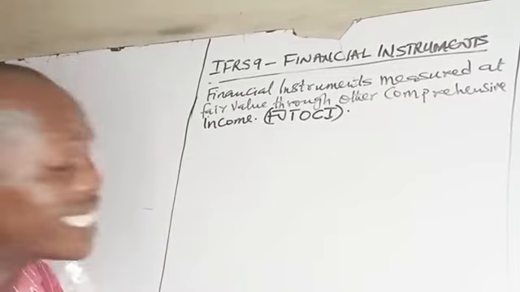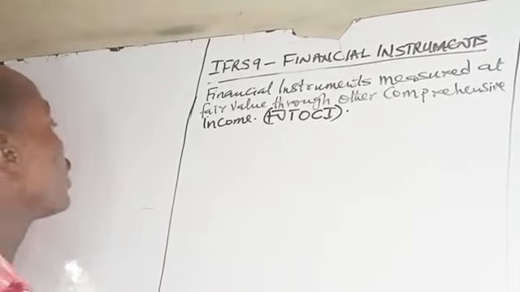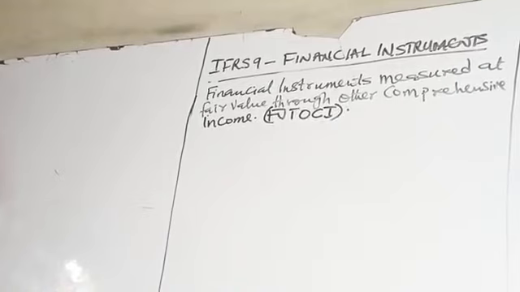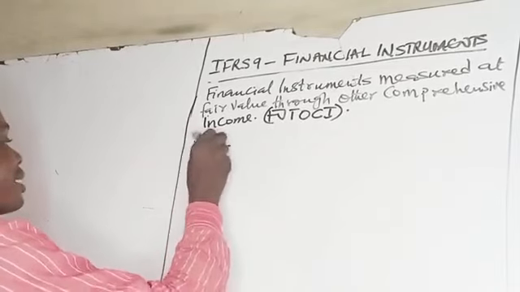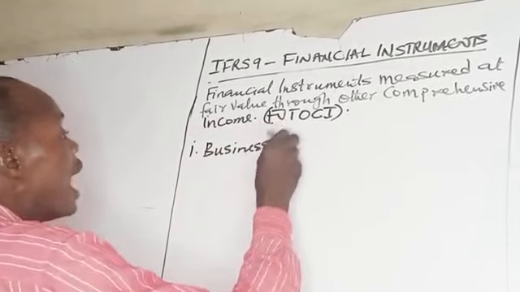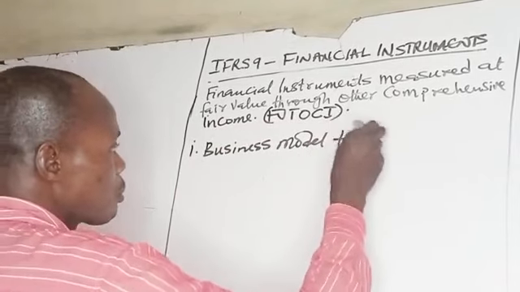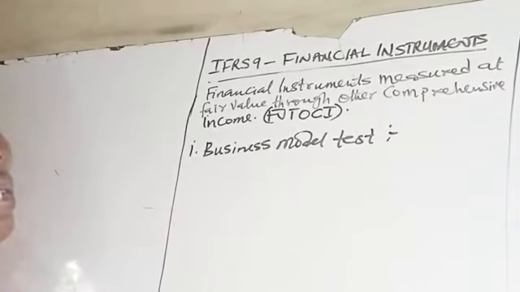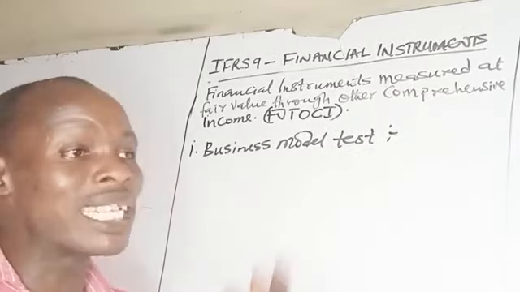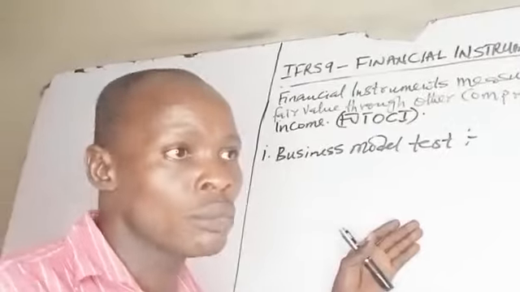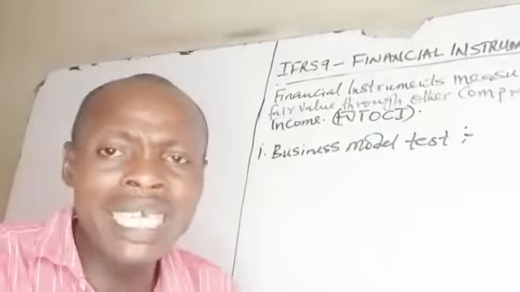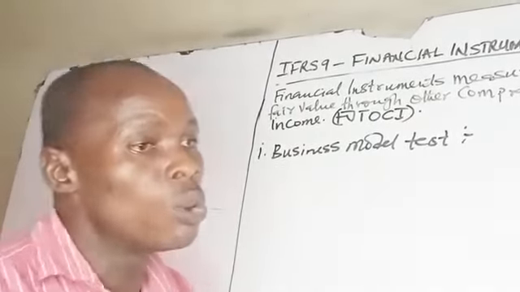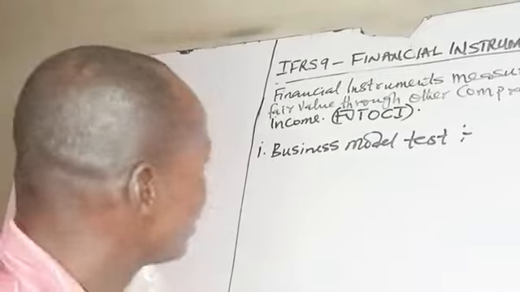For a financial asset to be measured at fair value through other comprehensive income, it has to pass two tests. Number one, we have the business model test. By business model test, the entity must intend to hold the investment to maturity, but they may sell the asset if the possibility of buying another asset with a higher return arises.